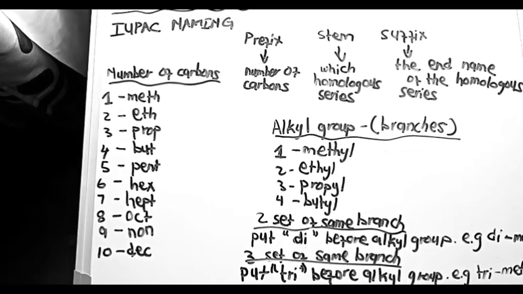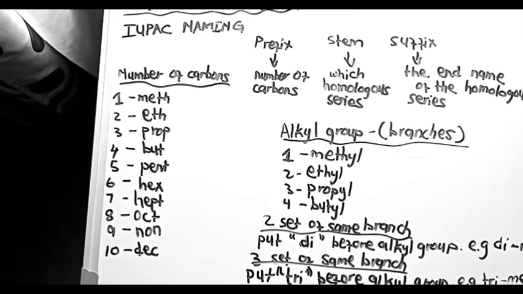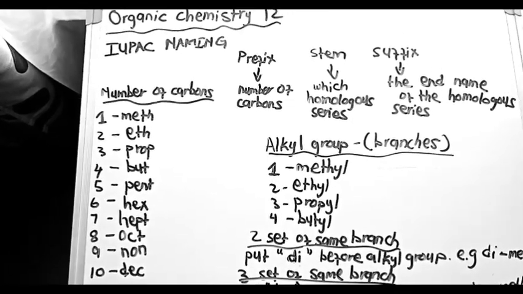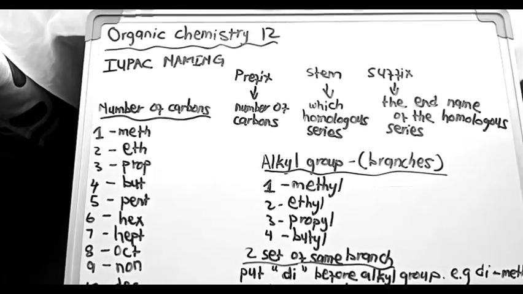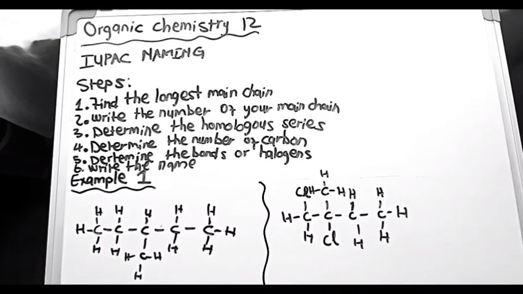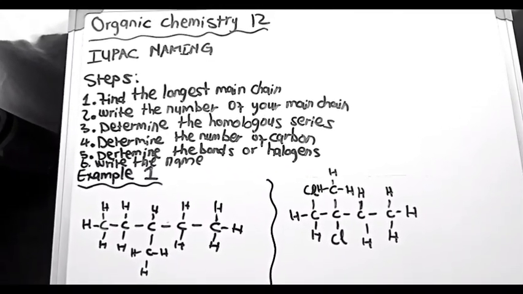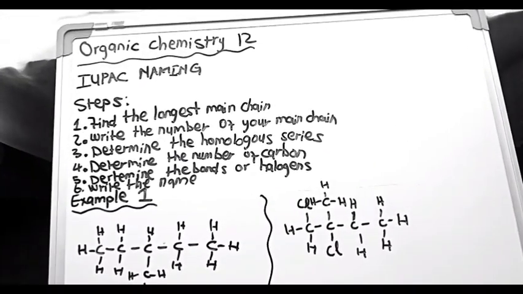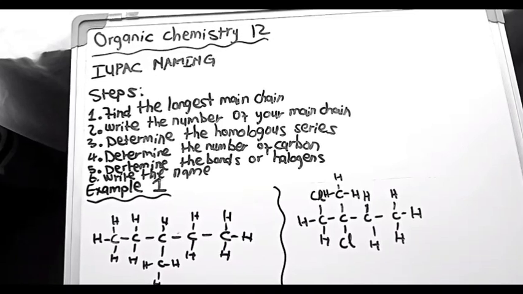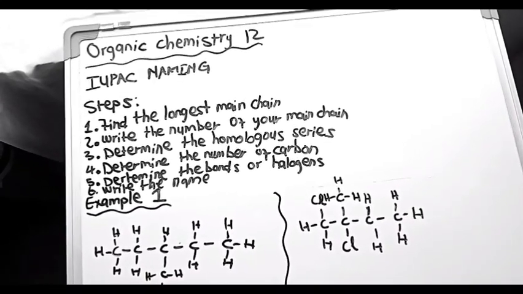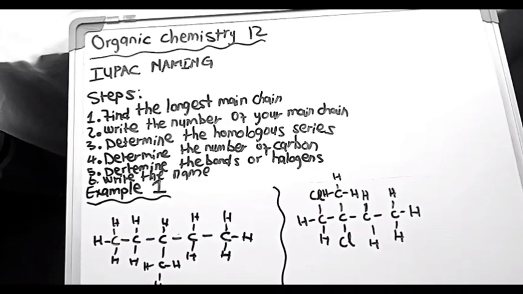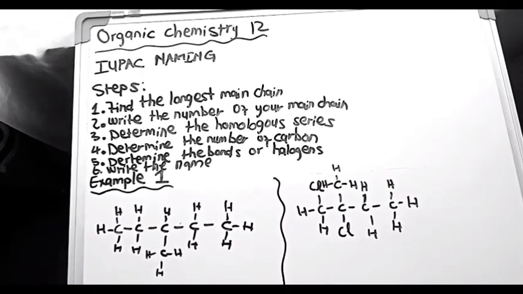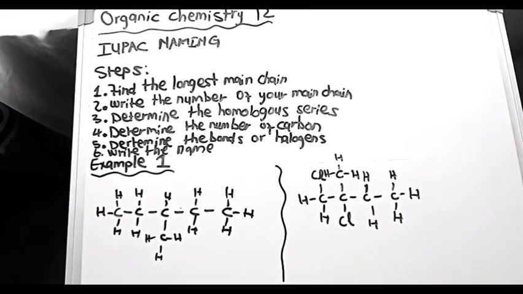So we are going to go through the steps of naming, and also we're going to name different homologous series using the structural formulas. The steps of IUPAC naming: the first step is that you have to find the longest main chain. Number two, write the number of your main chain. Number three, determine the homologous series. Number four, determine the number of carbons. Number five, determine the bonds or halogens. Then number six, write the name.